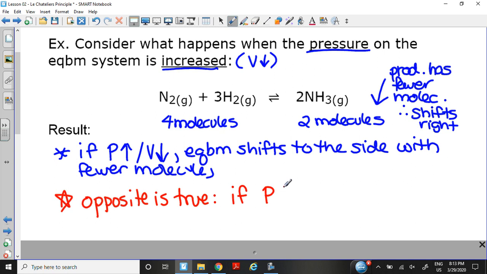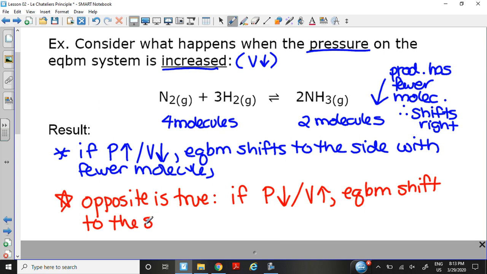If your pressure decreases, or you could say the volume increases, the equilibrium is going to shift to the side with more molecules. So this is going to depend on your example and your chemical reaction, but always count. Look at which one has the most number of molecules or the fewest, and then decide what happens if the pressure increases or decreases.